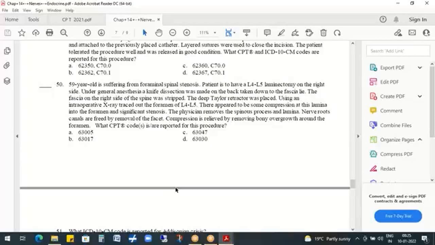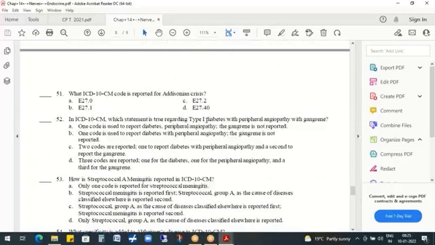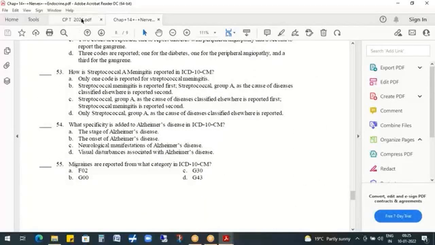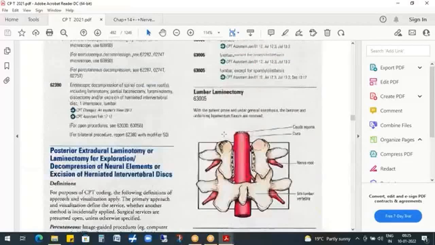I told you the key terms that you need to understand from the question. I hope everyone understood. Yes, sir. Okay. This is the way we need to code spine related procedures. Next one, brain related procedures.